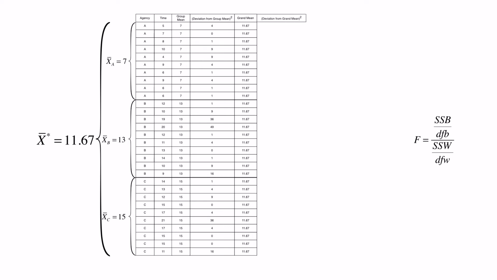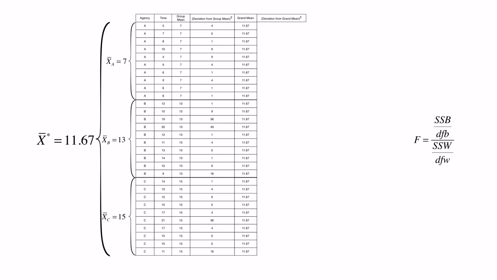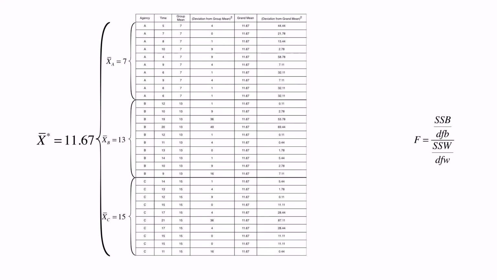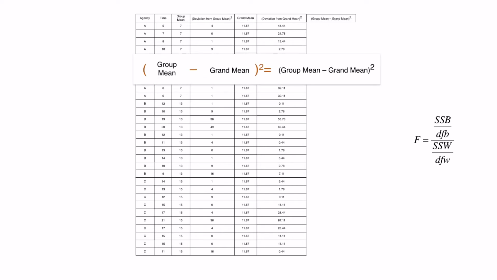Next, we'll make a similar calculation called deviation from the grand mean, which corresponds to the difference between each observation and the grand mean of the entire dataset squared. So, the first observation will be 5 minus 11.67 squared, the second will be 7 minus 11.67 squared, and so on. Finally, let's calculate the squared difference between these two calculations, the group mean minus the grand mean squared.